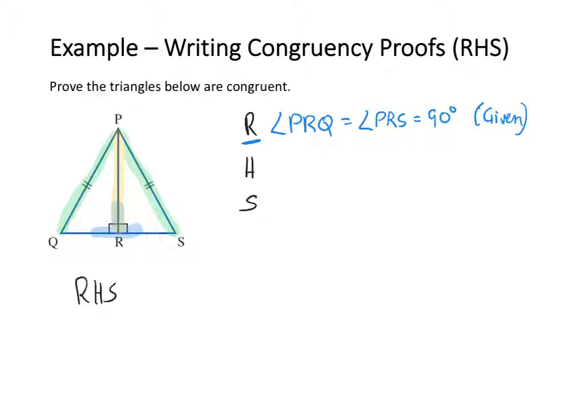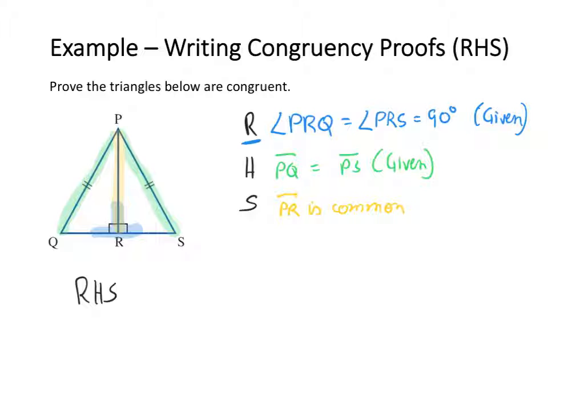The next line has to be that the 2 hypotenuse are equal. So line PQ is equal to line PS. And I know that because, again, the information is given. And my last line is that I've got another set of sides that are equal. So line PR is common, and I don't need to provide a reason for that.